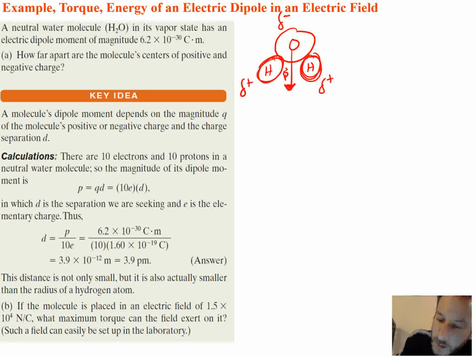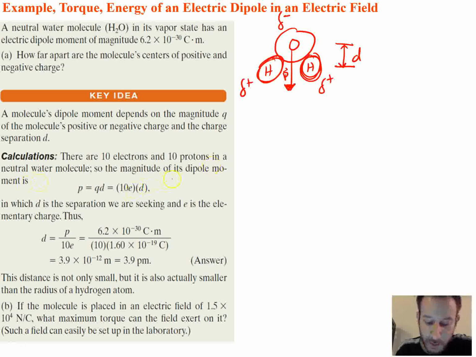And what we're trying to find is the distance, we'll say distance D, between the more positive side and the more negative side, or the center of the negative. Okay. So a molecule's dipole moment depends on the magnitude Q of the molecule's positive or negative charge and the charge separation D. So there's 10 electrons and 10 protons in a neutral water molecule.